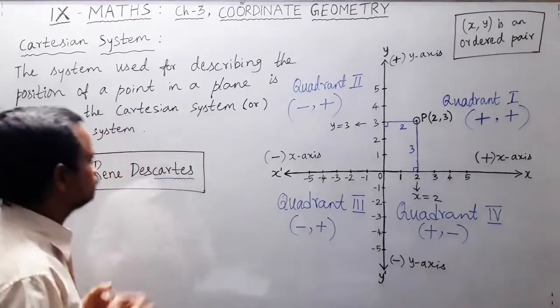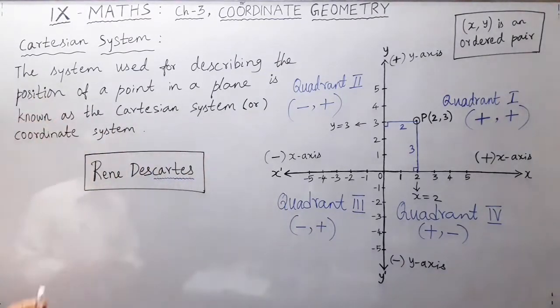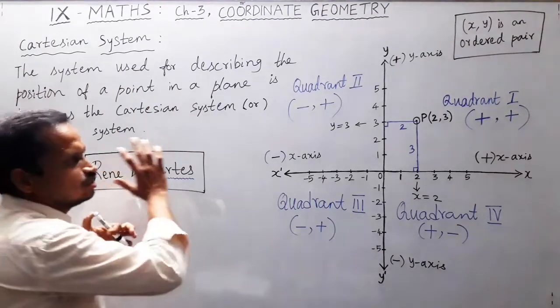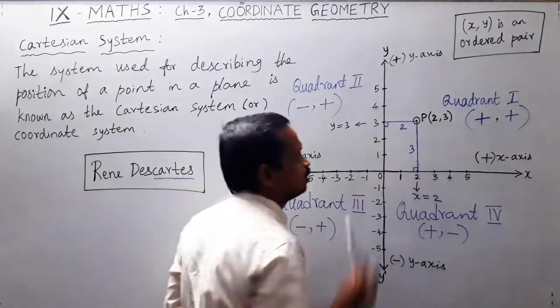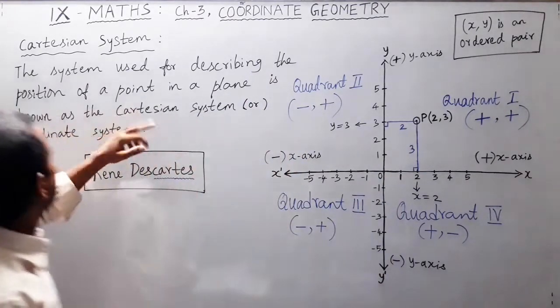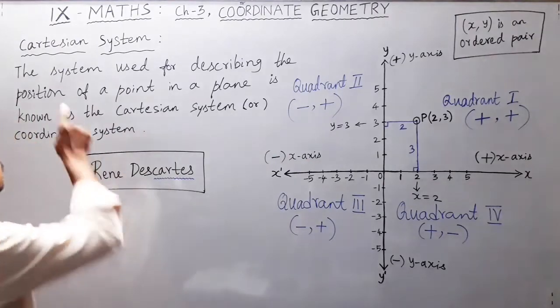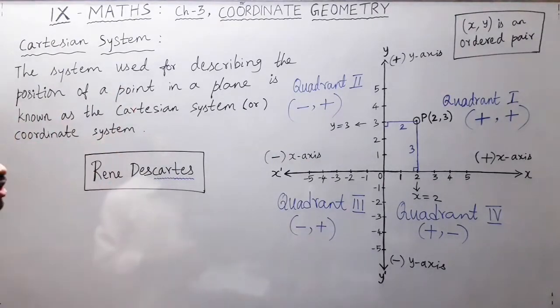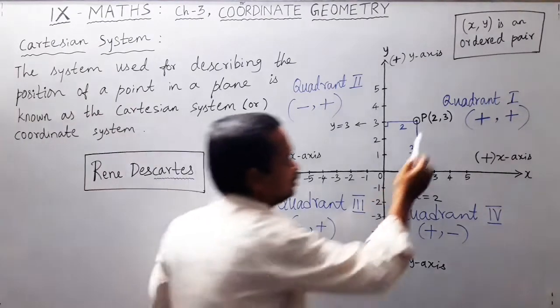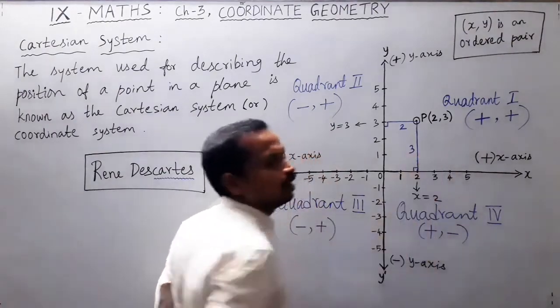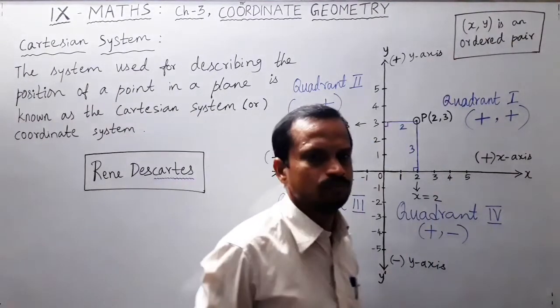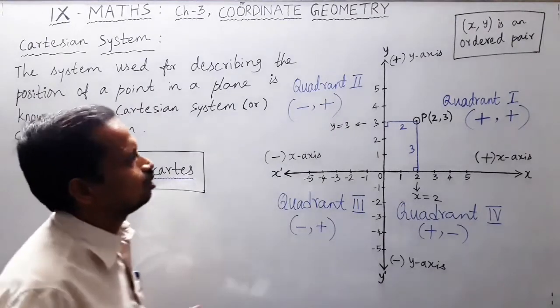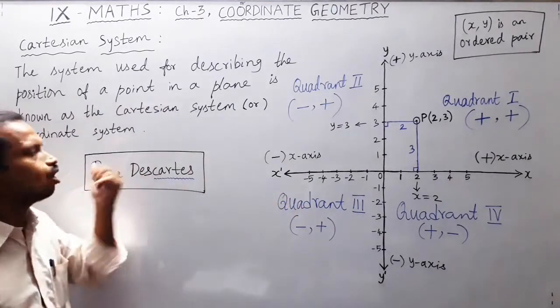Now, the Cartesian system. What is that? The system used for describing the position of a point in a plane. Consider this as a plane, and you see (2, 3) is a point. To describe the position of a point in a plane, this system is used. That is called the Cartesian system or coordinate system. Each one is a coordinate. This is the x coordinate, and the next one is the y coordinate. This is x comma y. I already told you that is the order. So, coordinate system or Cartesian system.